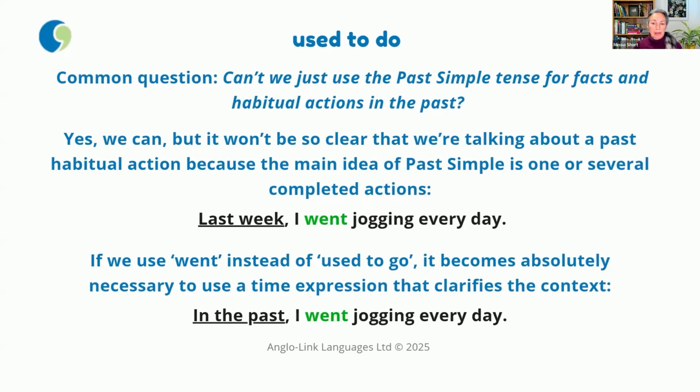Why? Because the main use of the past simple tense is one or several completed actions at specified past times, right? For example, last week I went jogging every day, right? So if you decide to use, in this example, went instead of used to go to describe your fact or past habit, it is then absolutely necessary that you add a time expression that clarifies the context. You can't just say, I went jogging every day. You need to say, in the past, when I was younger, etc.